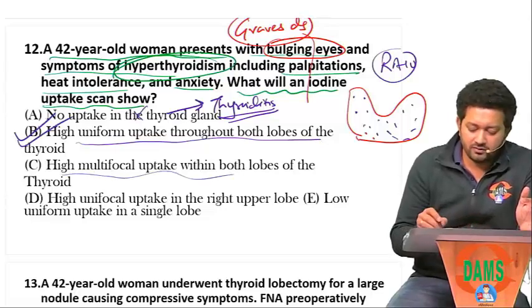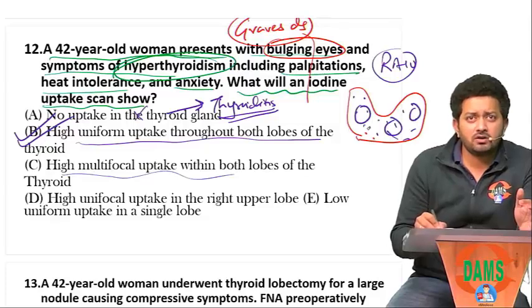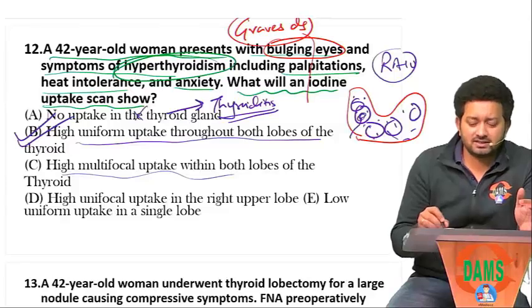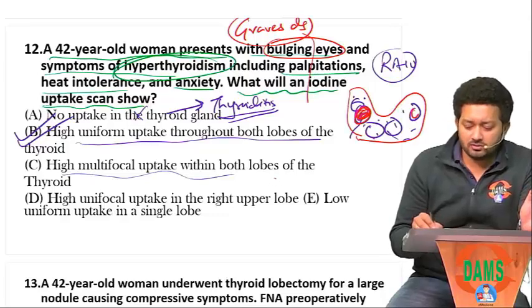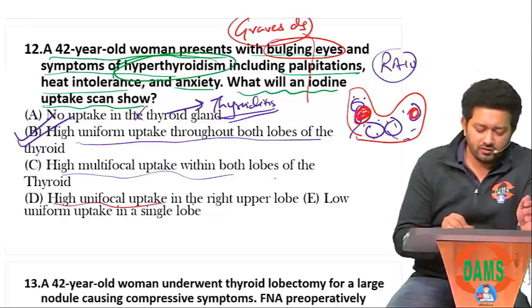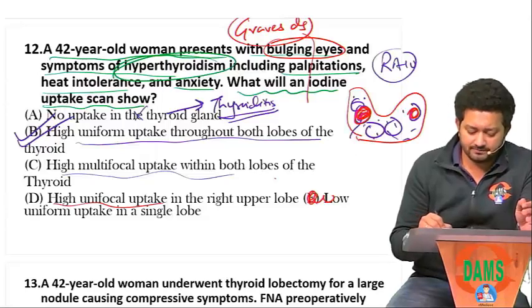High multifocal uptake you will see if, suppose, there is a multinodular goiter, and in multinodular goiter one of the nodules is excessively secreting, so then you will see a multifocal uptake in both the lobes. Unifocal uptake you will see if only one of the lobes is increased.